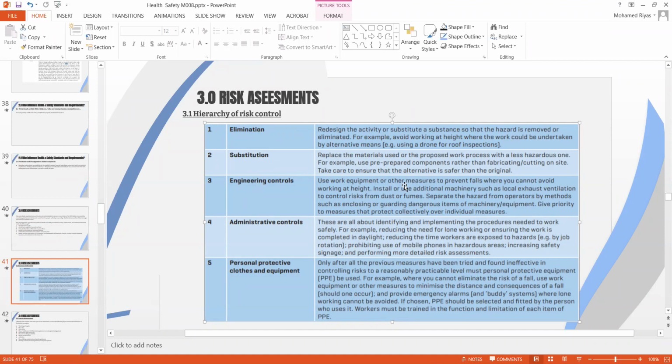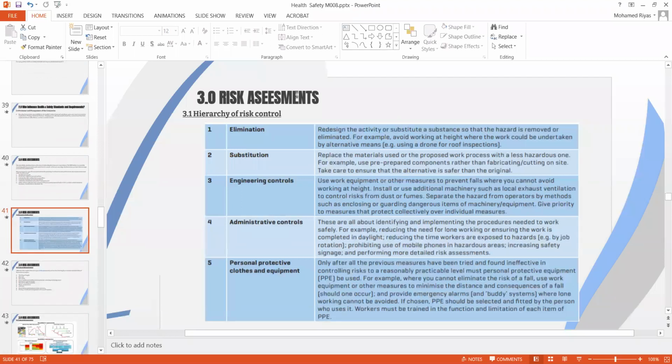If you want to be more specific on substitution, if you go on reading, it means replace the material used or the proposed work process with a less hazardous one, as we discussed. So these are the risk control methods. Simply you can eliminate, substitute, use engineering control, or have administrative control and simply follow the safety standards and equipment to go ahead with the works.